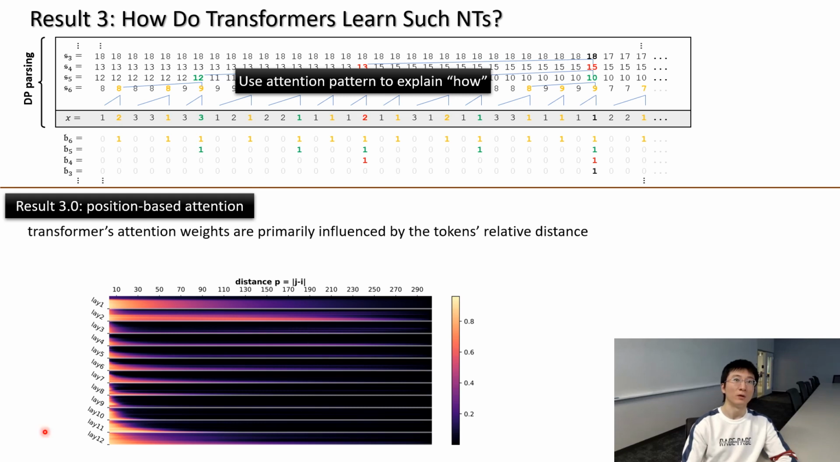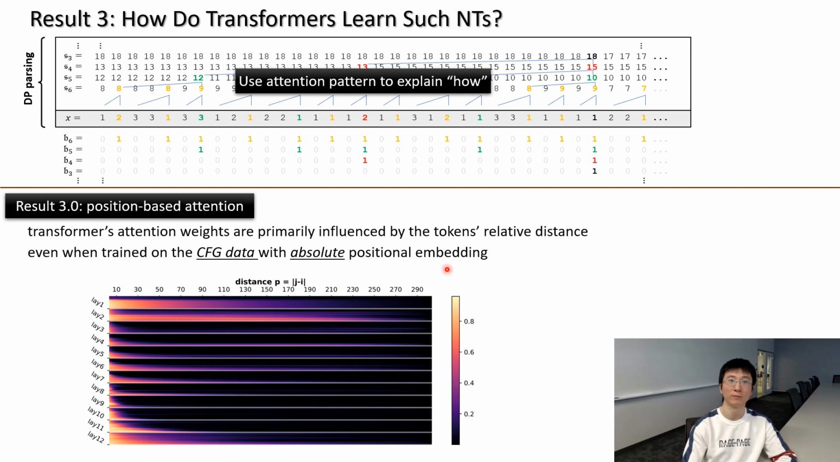You may not find this surprising, but let me emphasize that this holds even if you just pre-train your model on the CFG data, and even if you pre-train your model using just absolute position embedding, that is the vanilla GPT-2. If you use relative position embedding or rotary embedding, then this is of course true. But even if you just use absolute position embedding, and even if you just use the CFG data, which only has syntax but no semantics, this pattern is still true.